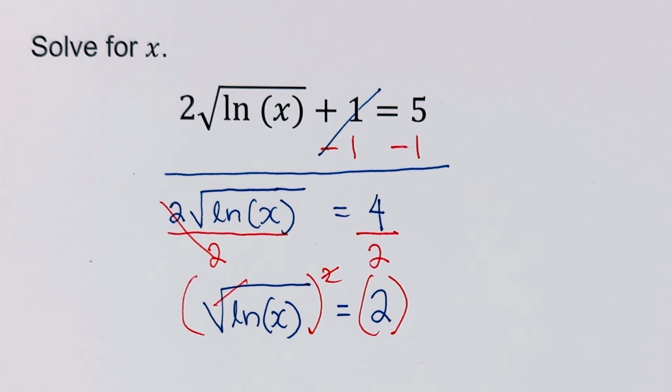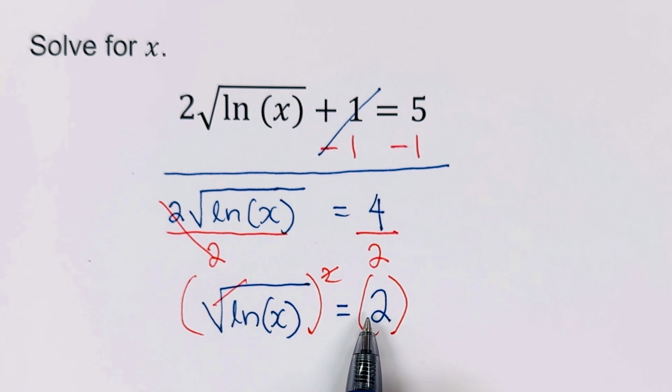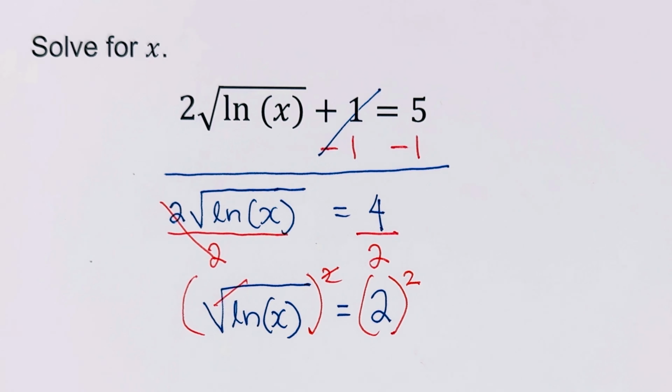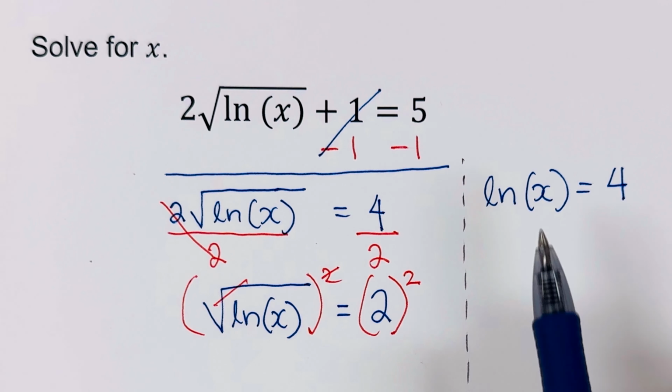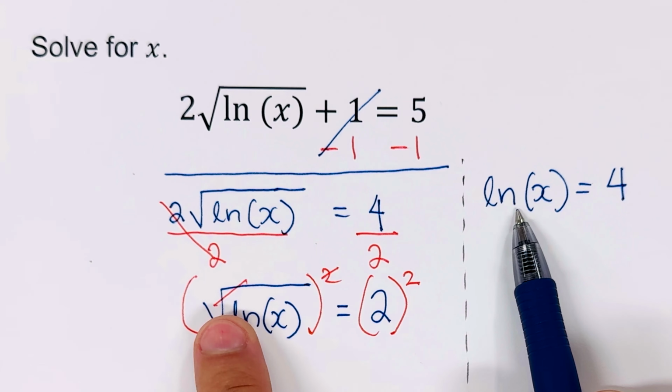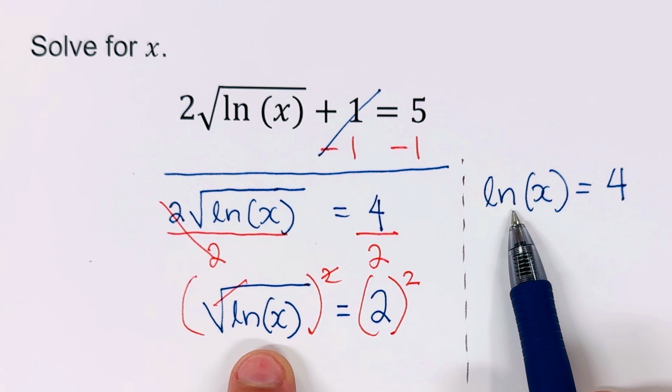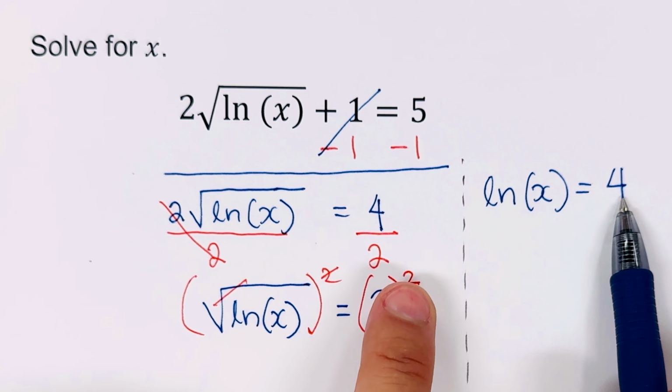So we are left with ln of x is equal to, this is supposed to be squared as well up here, so that's equal to 4. Again, we are left with this because the square root and the squared get crossed out. So we're left with ln x, and 2 squared is 4.